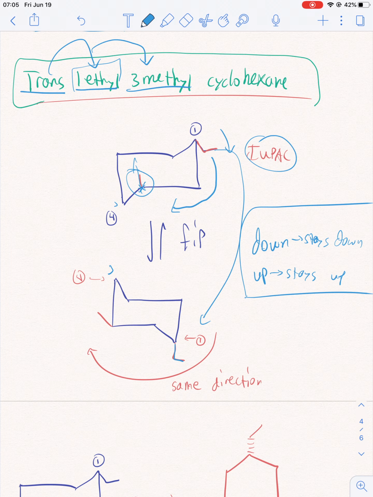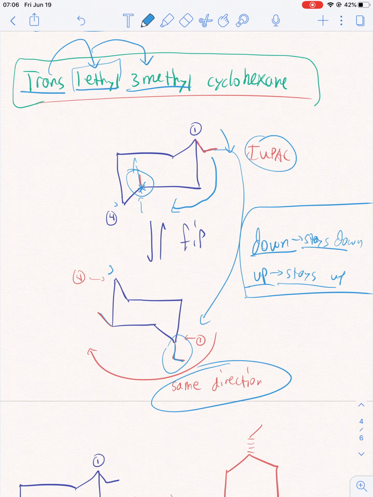Because we counted clockwise, we have to do the same thing for the flipped chair. We have to count clockwise. If you stick with the same direction and stick with these rules, whatever's down's down, whatever's up is up, and you just move 1 and 4, it should be straightforward. Okay, so we said 1 was down on the first position, now 1's going to stay down. 3 was up on the third position. Now on the third position, 3 is going to be up, but the only up position is equatorial.